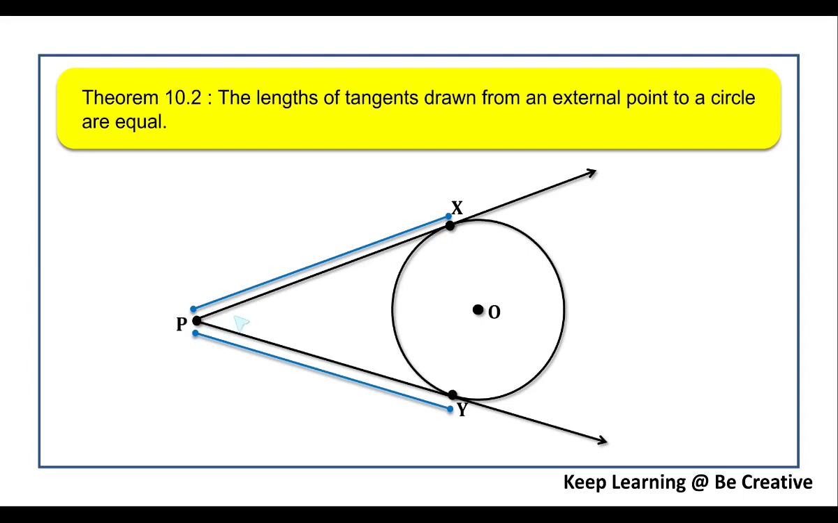An important thing: what is the length of the tangent? The length of the tangent is the distance from this point P to the point of contact between the tangent and the circle. So Px is the length of the tangent and the second tangent from P is Py. So we need to prove that Px is equal to Py. So let's begin with the proof.